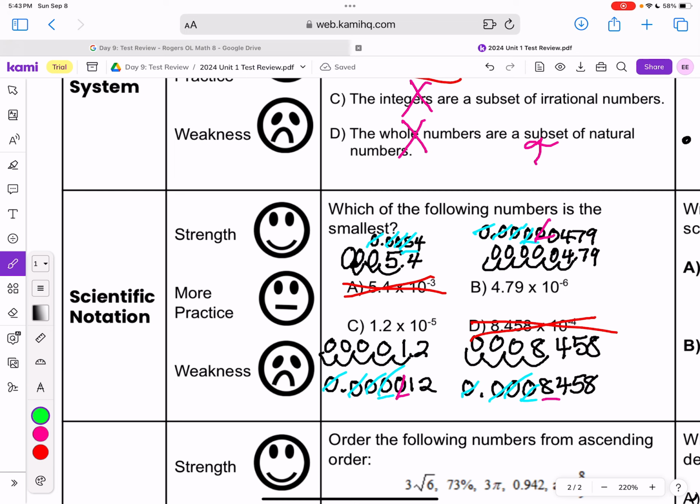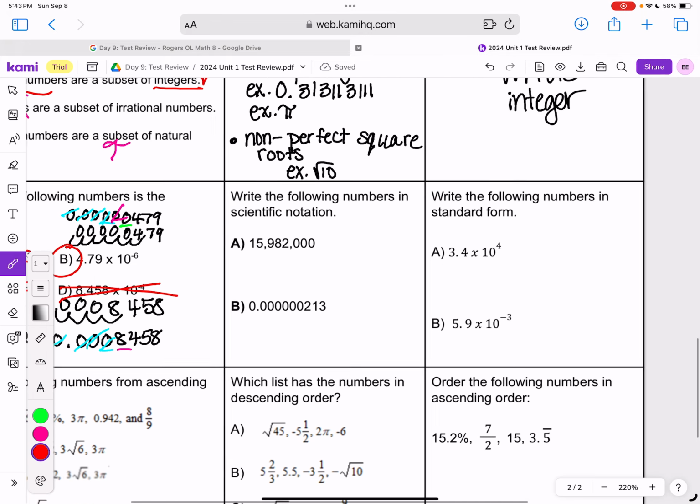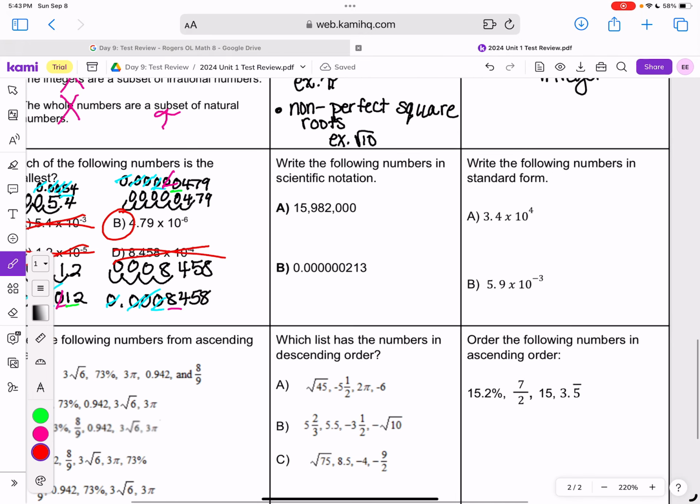Okay. Let's take a look at the next one. So it says, write the following numbers in scientific notation. So remember, you want one number after the decimal. So you're going to count your bunny hops. 1, 2, 3, 4, 5, 6, 7. 7 bunny hops. So the decimal lands between the 1 and the 5.